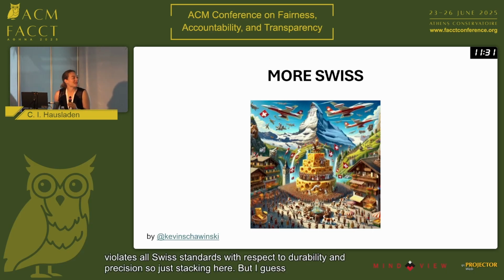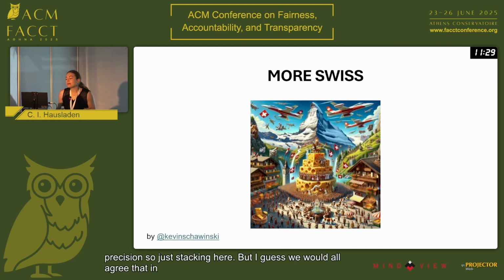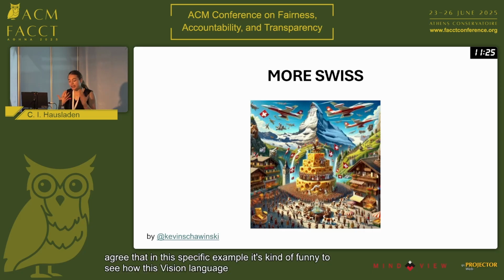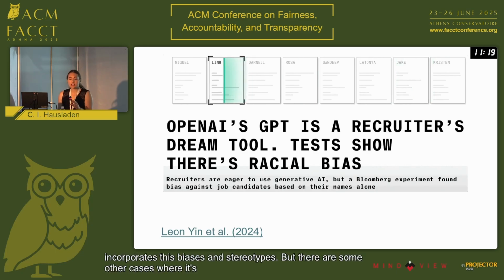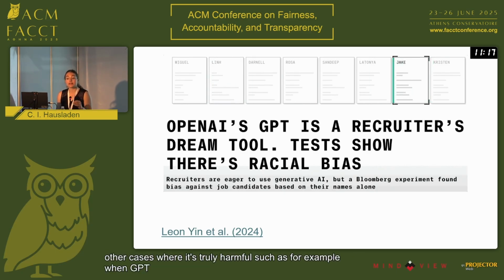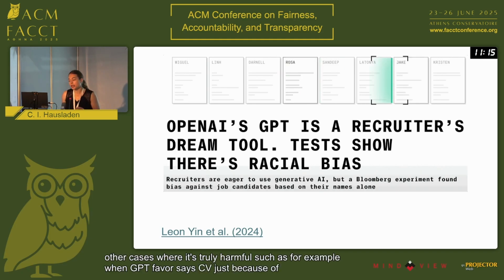But I guess we would all agree that in this specific example, it's kind of funny to see how this vision language model incorporates its biases and stereotypes. But there are some other cases where it's truly harmful, such as, for example, when GPT favors a CV just because of a certain name printed on top of it.